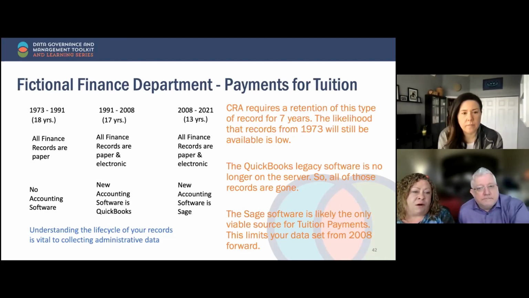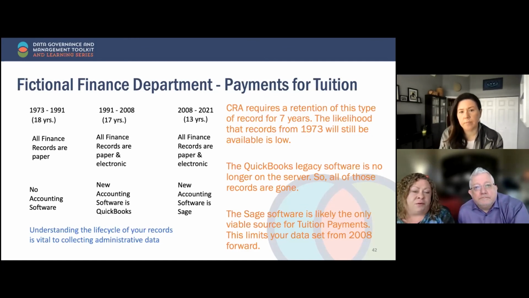In 1991, the finance department got QuickBooks, and they ran that software until 2008. So that is 17 years of electronic records that are in a QuickBooks software. The only problem is that in 2008, Sage software was bought and is currently their running software. QuickBooks, portions of it were migrated into Sage, and then QuickBooks was taken off the server. So those electronic records are also not available.